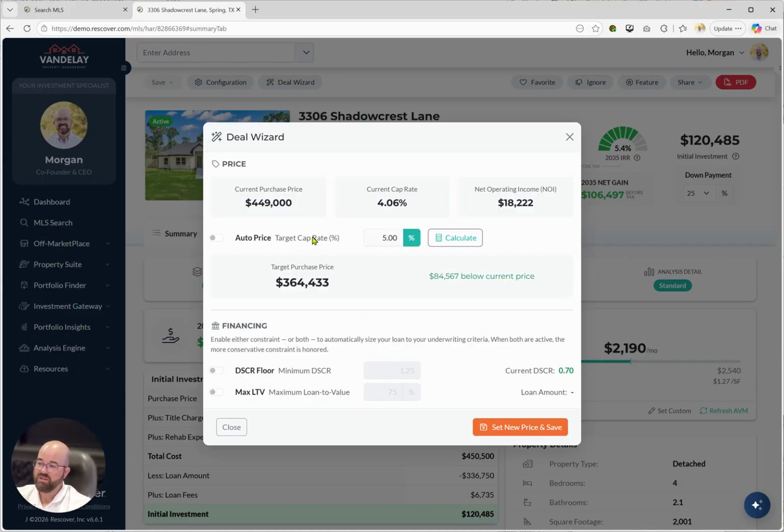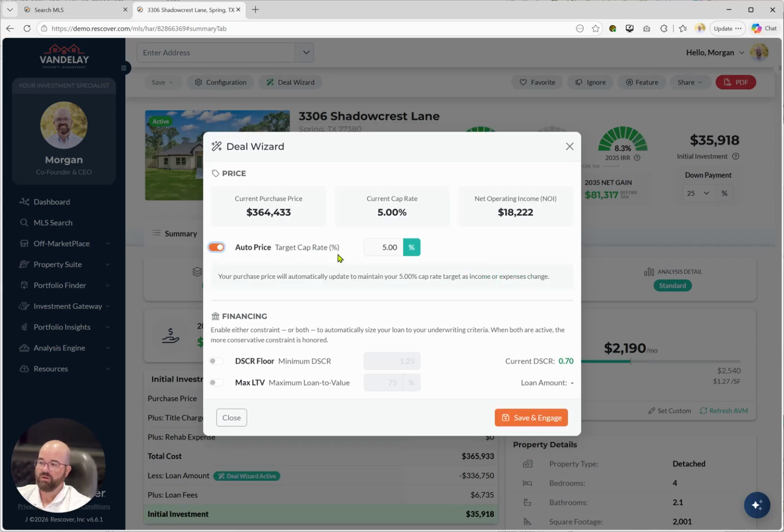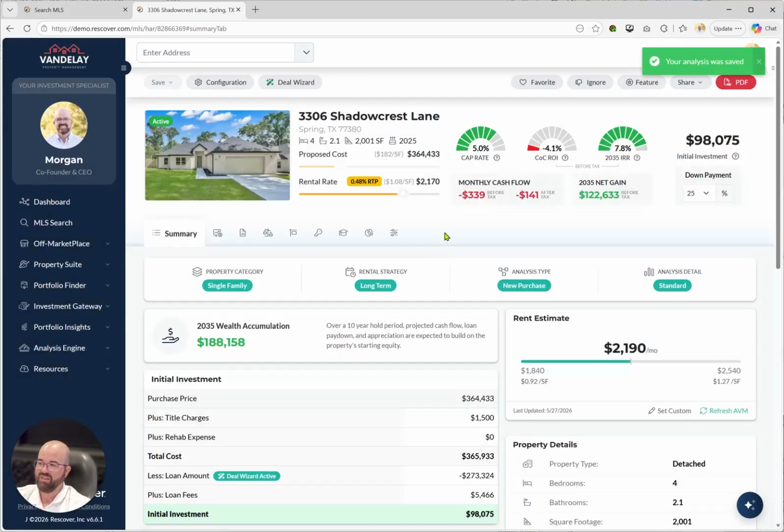It'll immediately set that price and off we go. But there's another option we have here, which is to click this toggle to auto price, and it will continuously update the purchase price to maintain this 5% cap rate. I'm going to click save and engage right here, and you can see we're now at a 5% cap rate. So if we did a basic adjustment, like maybe we did a study, this is actually telling me that the estimated rental rate would be $21.90. It could be as high as $21.40. I set it at $21.70 while I was working on this.